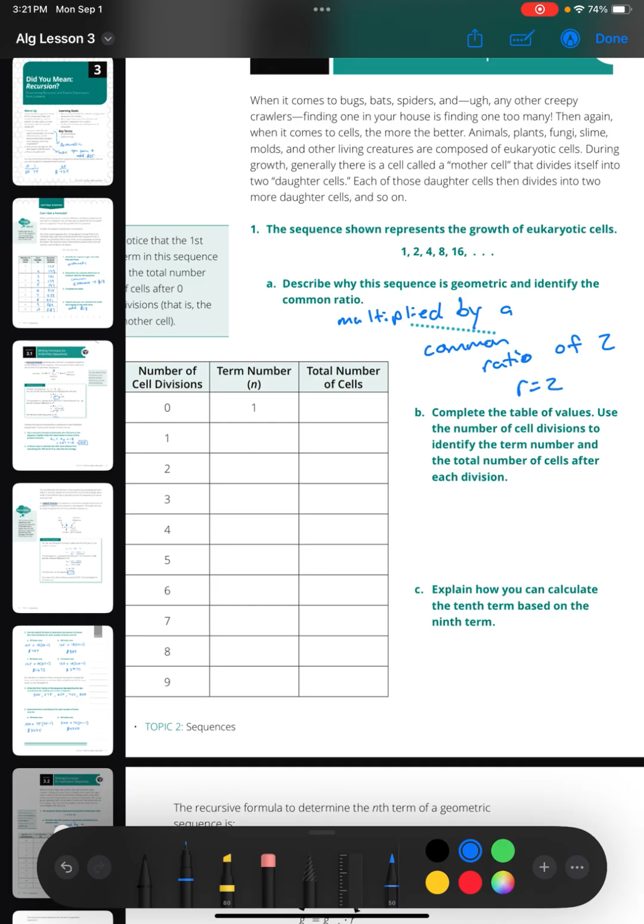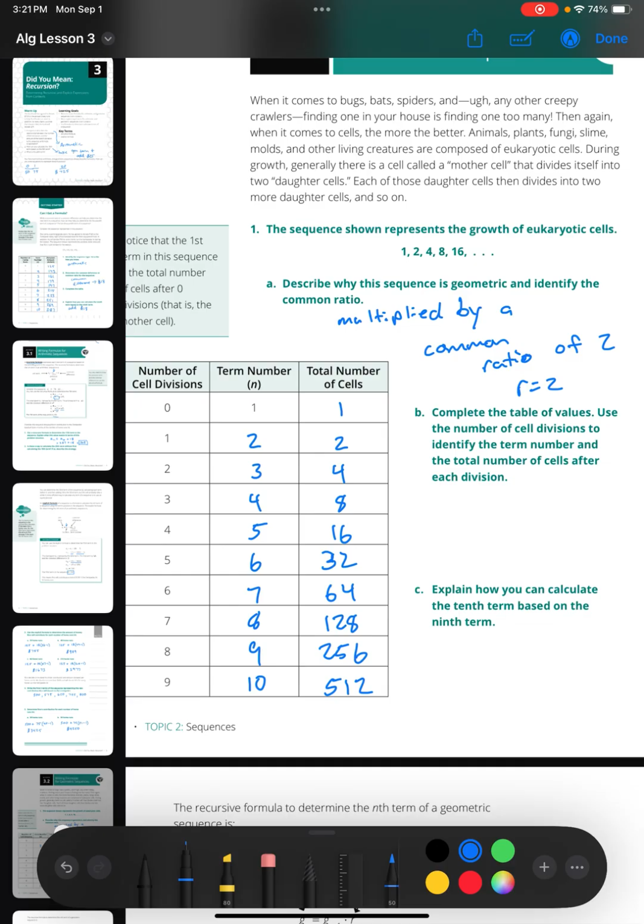So complete the table of values using the number of cell divisions to identify the term number and the total number of cells after each division. So again, there's one cell when there's no cell divisions yet. That's term number 1. And then as we increase our term numbers, we are multiplying that by 2. So then you'd be at 2, 4, 8, 16, and we just keep multiplying by 2, until we get to 512 in that 10th term.